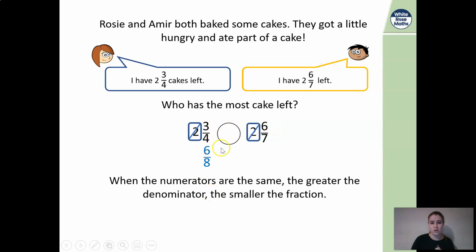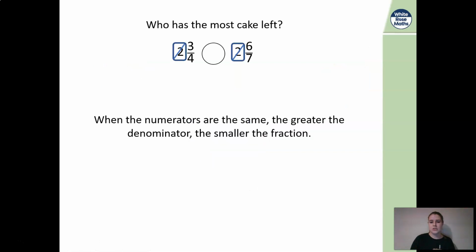Now here I can see both my numerators are the same. However, Amir on this side has got his cake cut into 7 pieces, and Rosie on this side has got hers cut into 8 pieces. So that actually means that Amir has got the most left because his cake is cut into smaller slices. So let's now consider the question of who's got the most cake left, okay? So although that's how much they've eaten from their cake, you need to work out, well, how much of their cake is left? So what do you notice about each of these fractions?